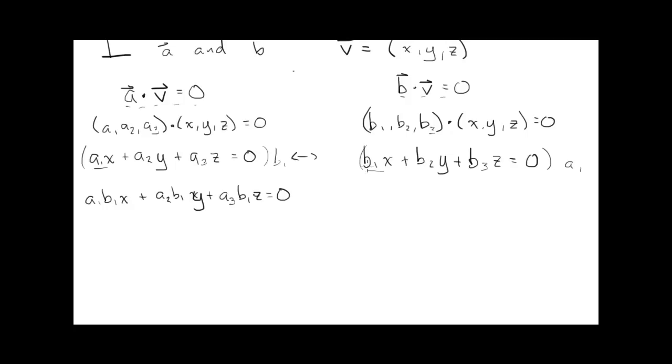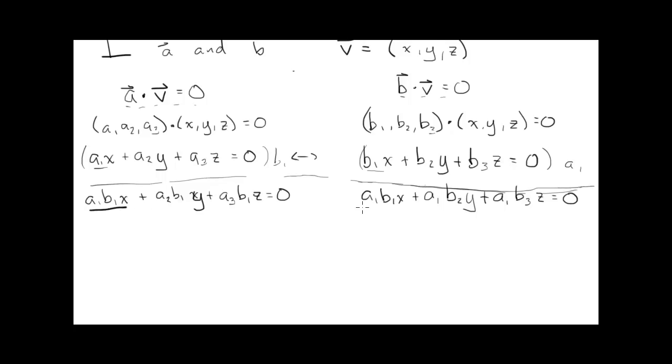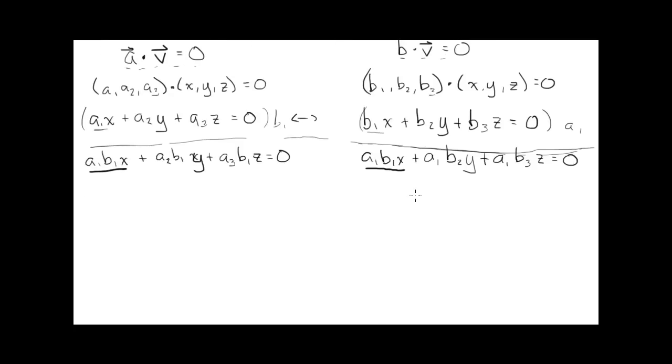And then the second equation would be A1 B1X plus A1 B2Y plus A1 B3Z equals 0. So now I have this equation and this equation. Notice that this term here and this term here are the same. To help us eliminate some of these variables, we're just going to subtract these equations. I'll call this equation 1, and this will be equation 2.